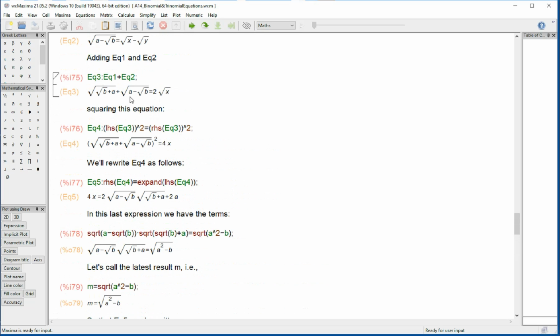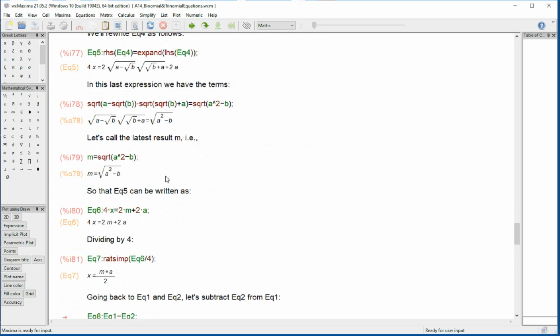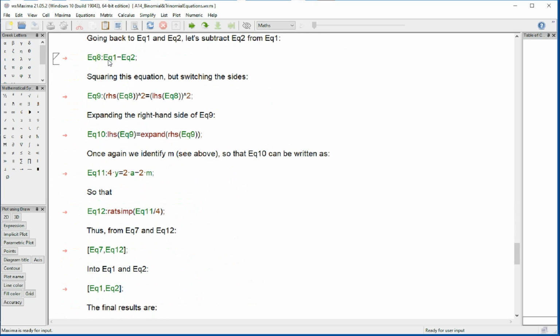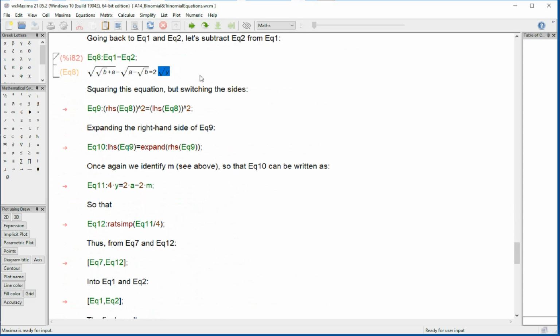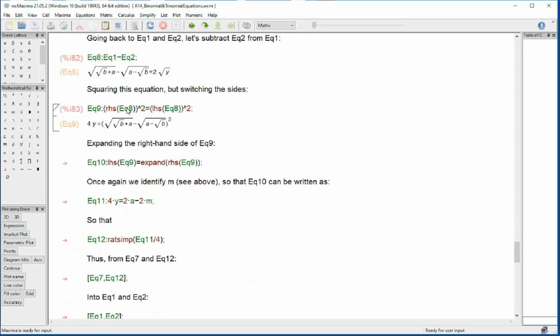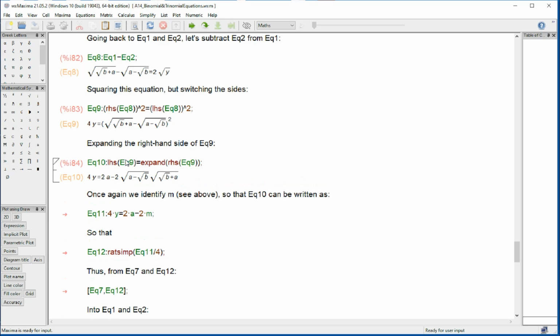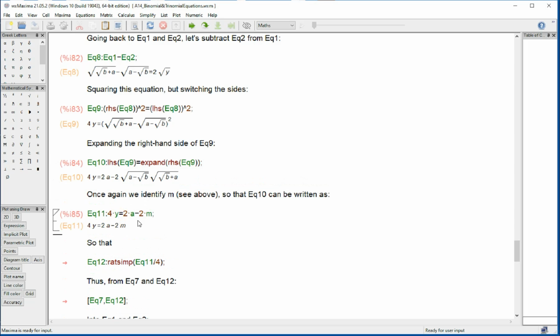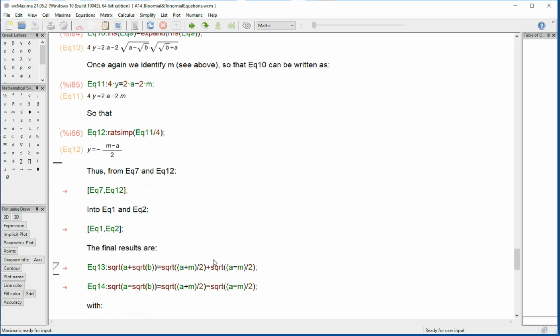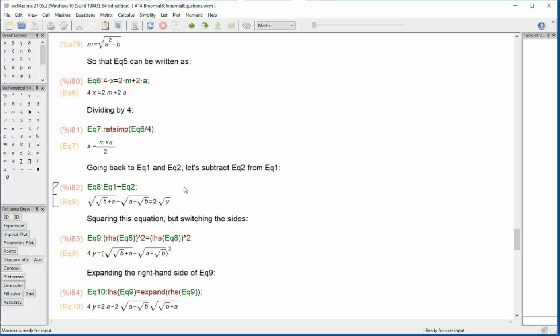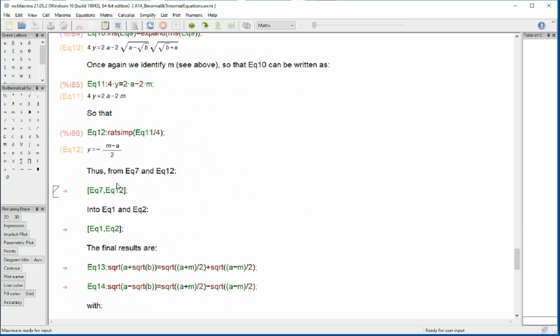Now we go back to the first two equations that we started with over here, and we're going to subtract them now, because that will isolate y over here. Then we do a procedure similar to the one before, squaring, using the value of m again. And y turns out to be equal to m minus a over 2, or minus m minus a over 2. So I have the values of x, m plus a over 2, and y.